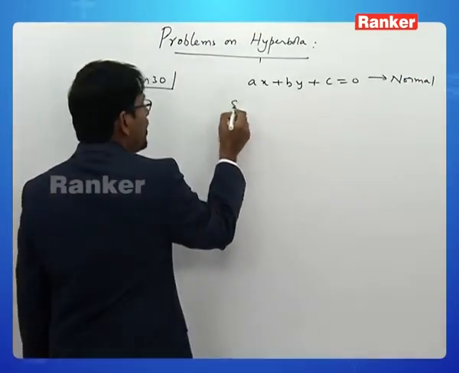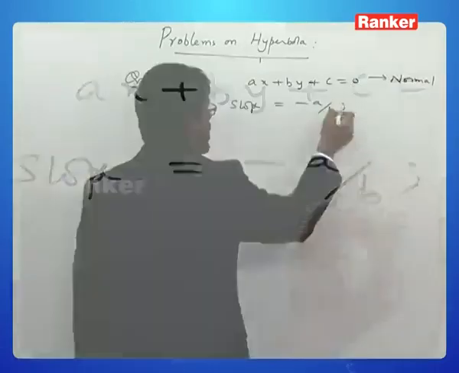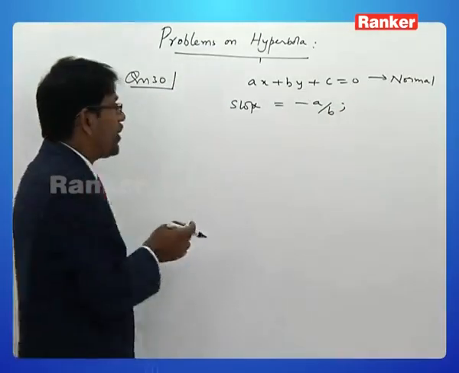Now, what is the slope of the normal? Slope is minus a by b. It's normal to which curve? xy equal to 1.